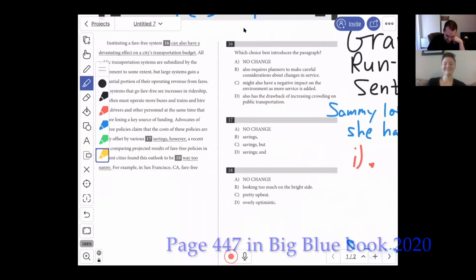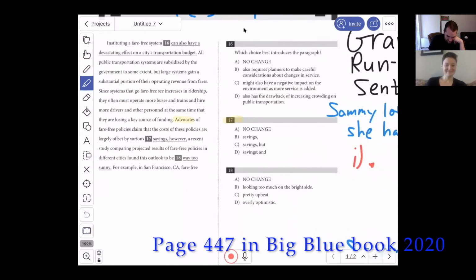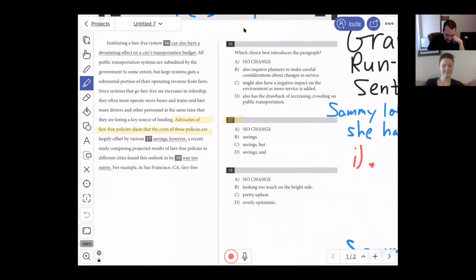Question number 17. Advocates of fare-free policies claim that the costs of these policies are largely offset by various savings. However, a recent study comparing projected results of fare-free policies in different cities found this outlook to be way too sunny. Long sentence. We can kind of tell just by looking at it that it's going to be kind of a problem. Is the first part of the sentence, advocates claim these policies are offset by savings? Sammy, is that a sentence?